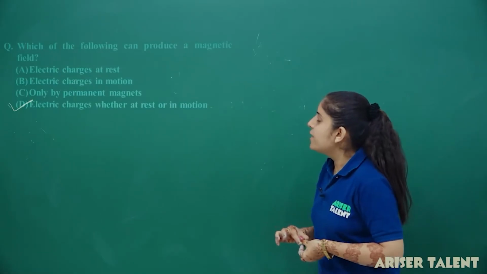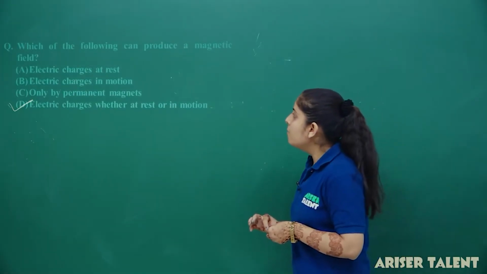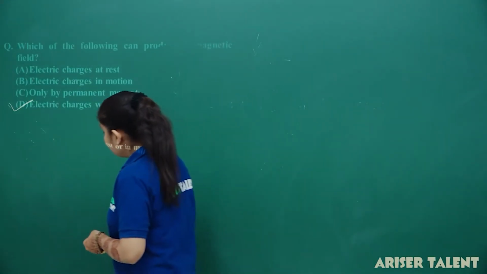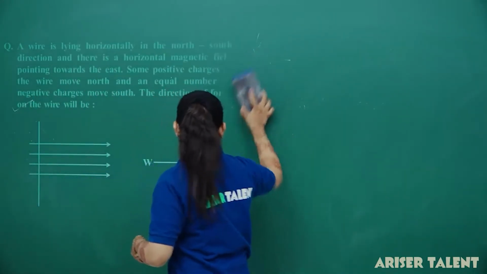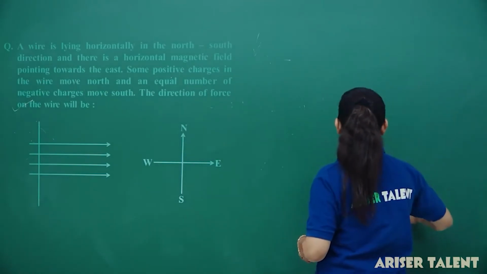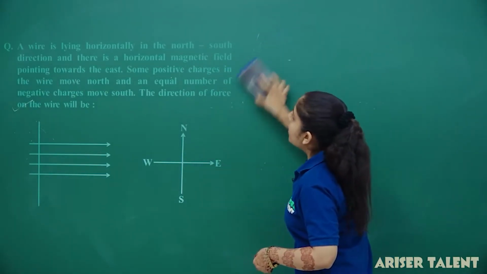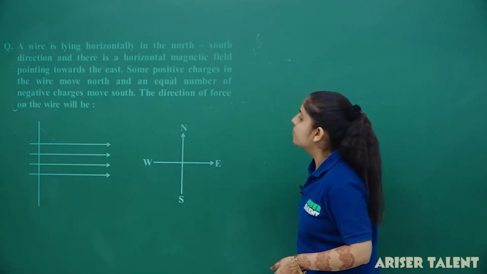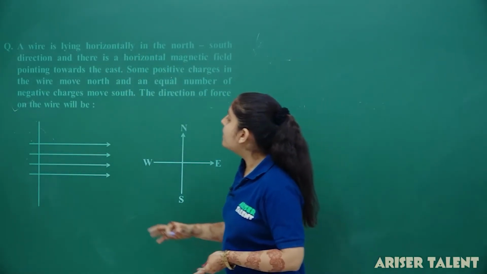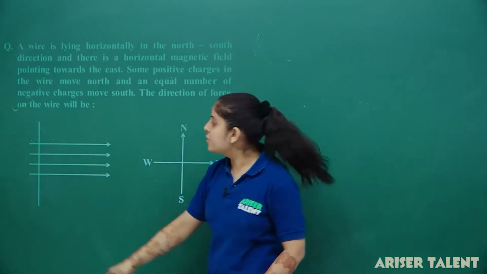This is again a very simple and theoretical question. Let's move to the next question, and this will be the last question related to your competitive exams. A wire is lying horizontally in the north-south direction. So you can see that the wire is lying in the north-south direction. So this is our wire.